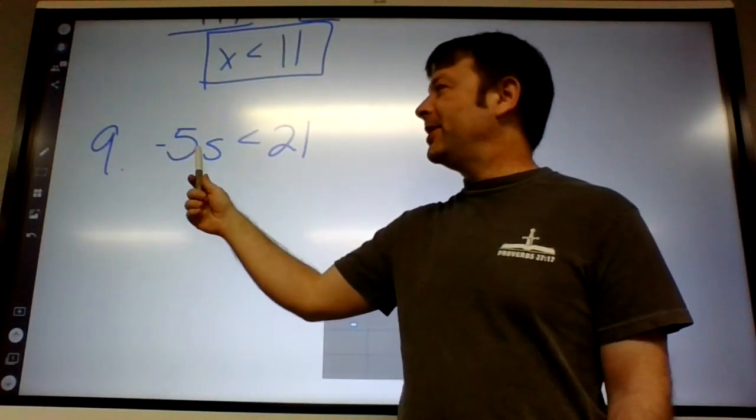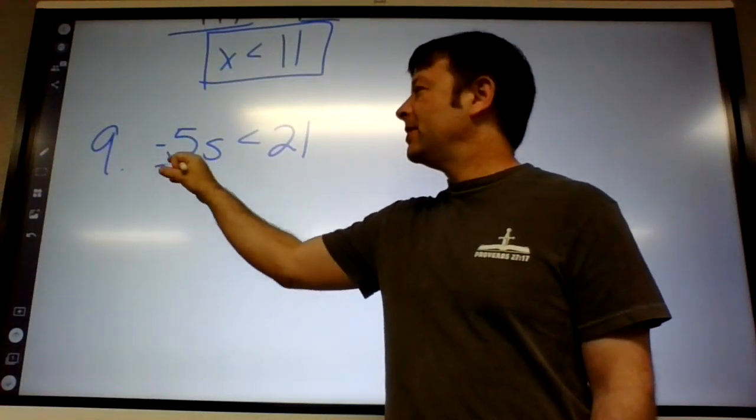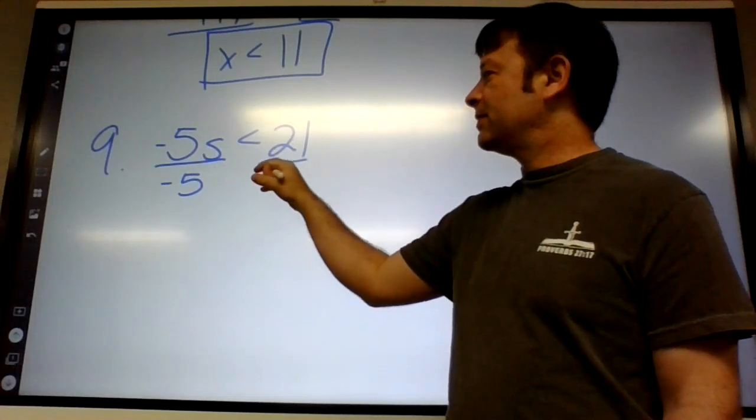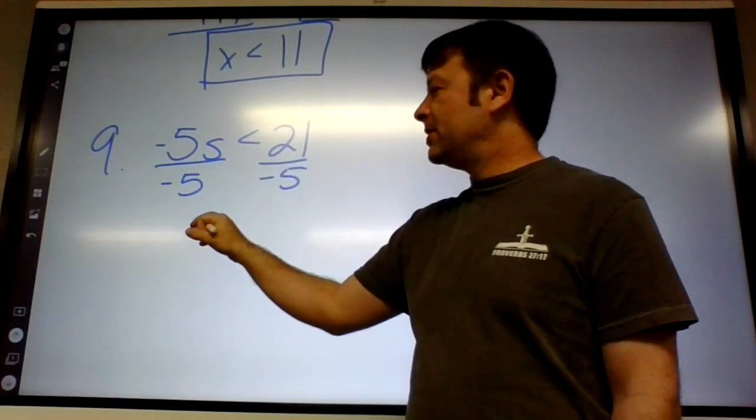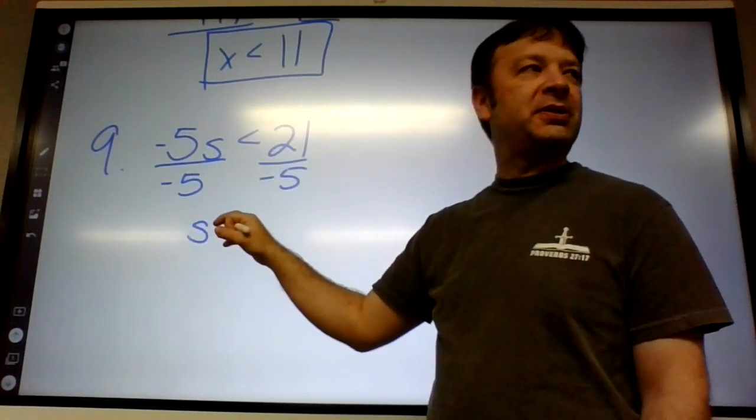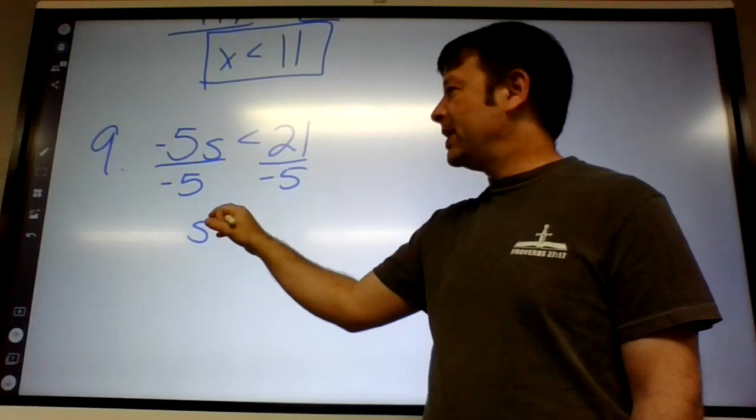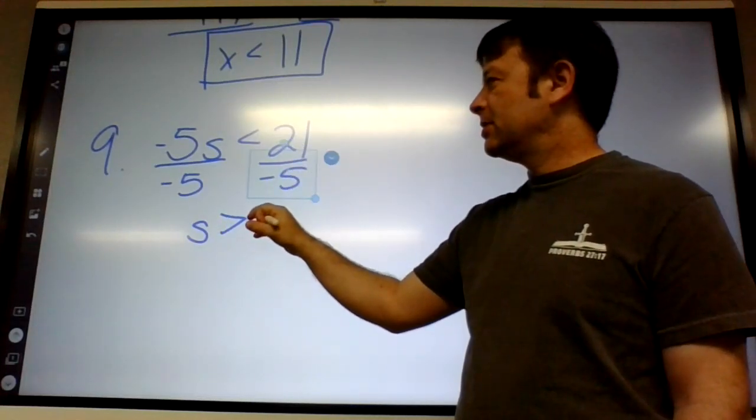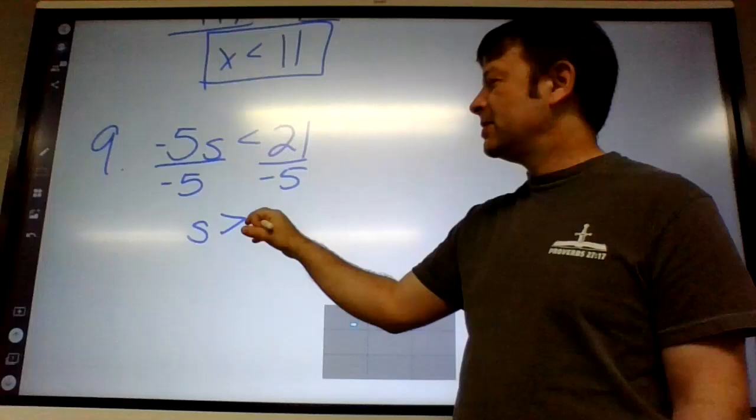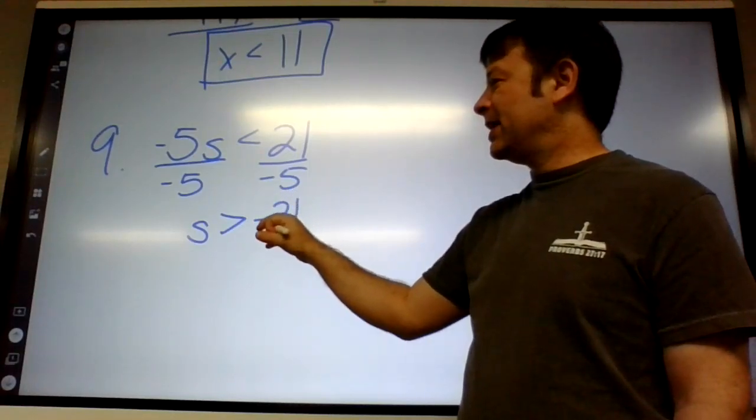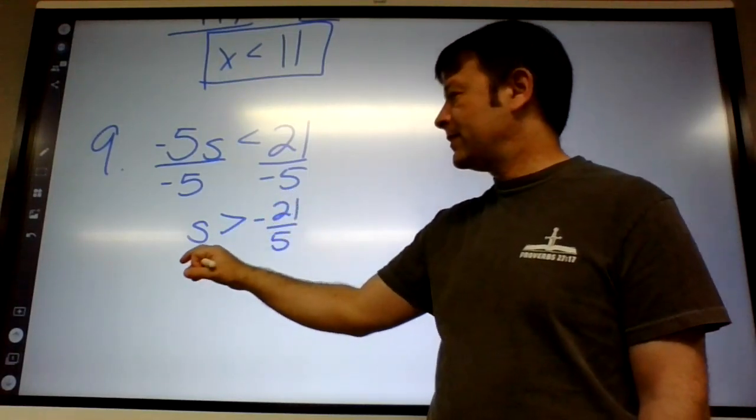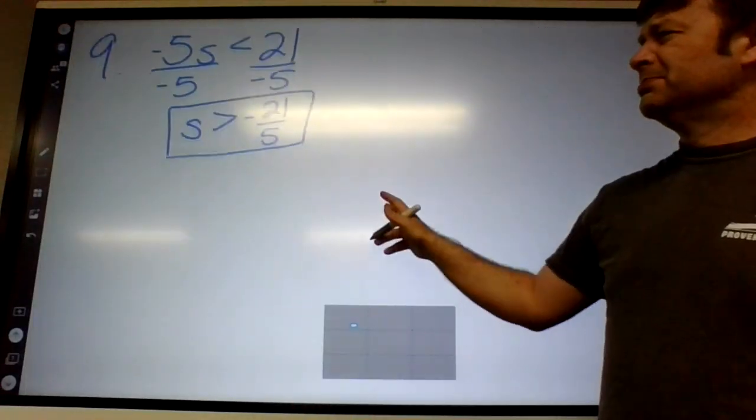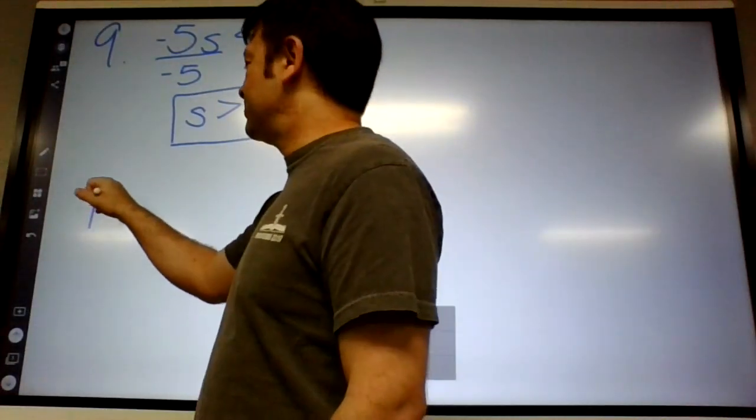What do I do on number 9? Divide. What happens when I multiply or divide by a negative? Sign switches. The inequality switches. So S is greater than, what's 21 divided by -5? It doesn't divide nicely, so it's -21 fifths.